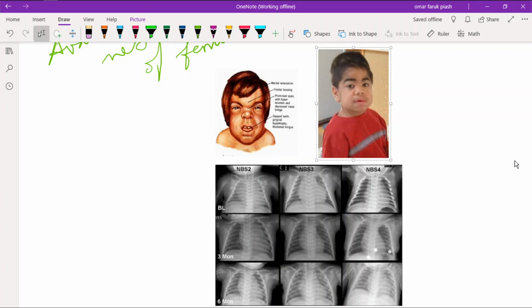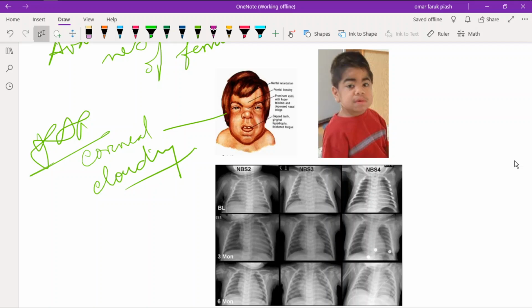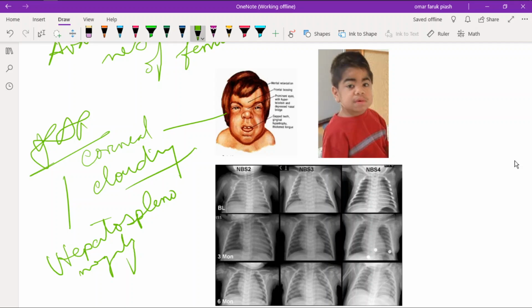There is airway obstruction. There is corneal clouding. This is high yield. There is hepatosplenomegaly. Hunter syndrome is a mild form of Hurler, with aggressive behavior but no corneal clouding.